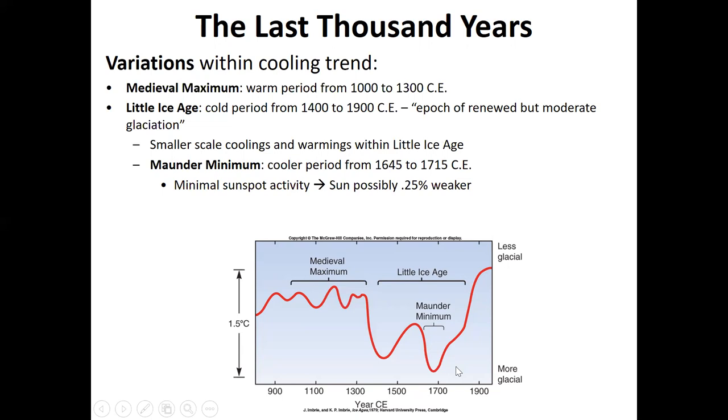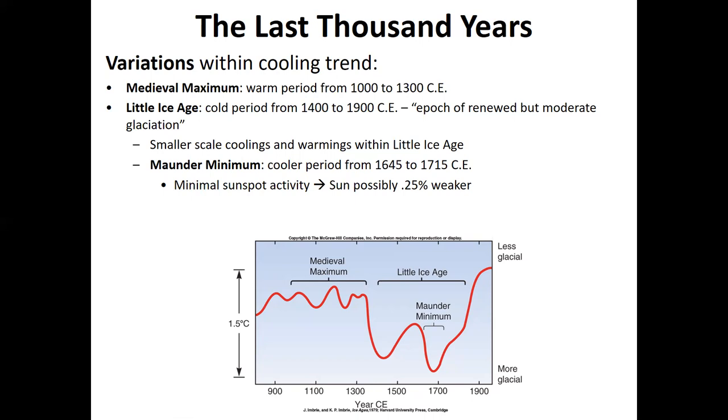And then there were small scale coolings and warmings within the Little Ice Age. You can see here little small scale warmings and coolings of the Little Ice Age, such as the Maunder Minimum. It's a cooler period about 1645 to 1715. And there was also during this time minimal sunspot activity. So the sun was possibly 0.25% weaker during that time. So it was less solar radiation.